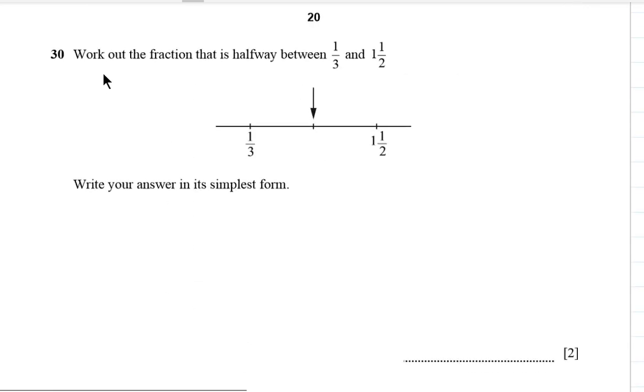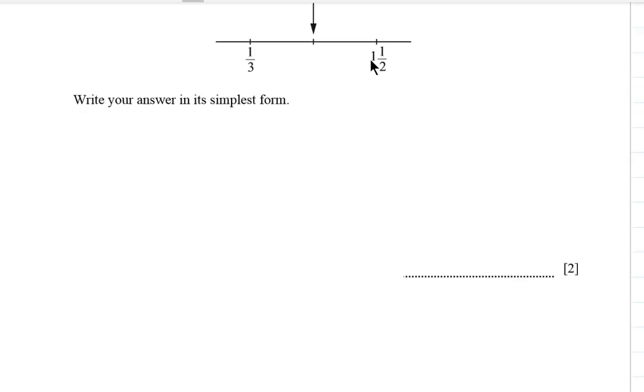The last question, 30: work out the fraction that is halfway between 1/3 and 1/2. First I will add them and then divide the answer by 2. So I want to add 1/3 plus 1/2. Also, I want to convert this to an improper fraction... so 1/3 plus 3/2.